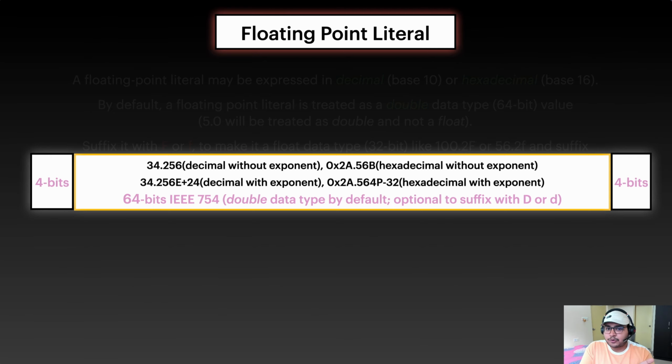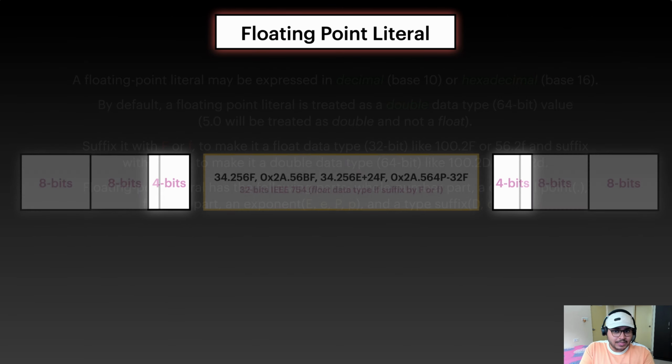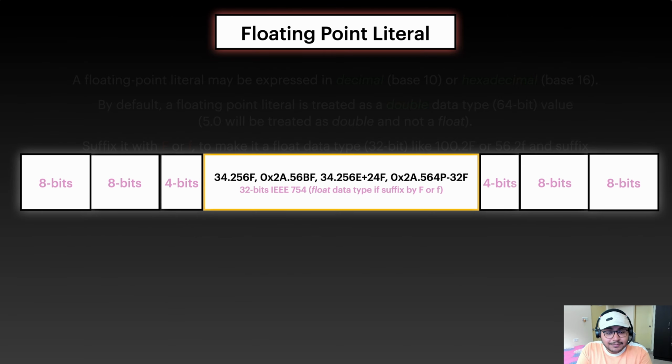For instance, 34.256 is a decimal floating point literal, and if it begins with a 0x, then it becomes a hexadecimal floating point literal. By default, all these literals are of double data type, taking 64 bits of memory. However, if you suffix the same literals with capital or lowercase f, then they just become a float data type, taking 32 bits of memory, as shown in this illustration. Isn't that just amazing?